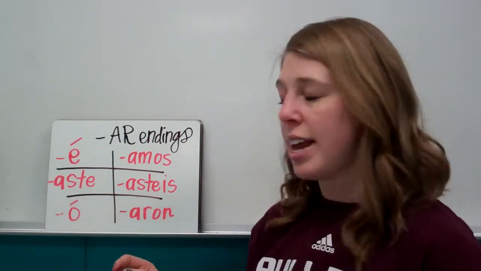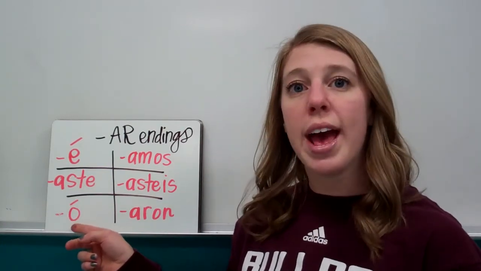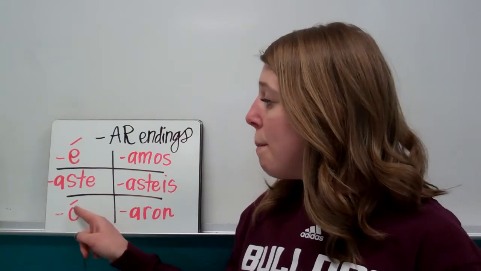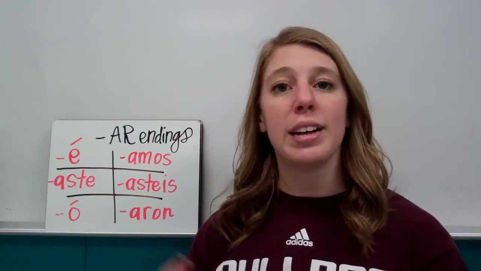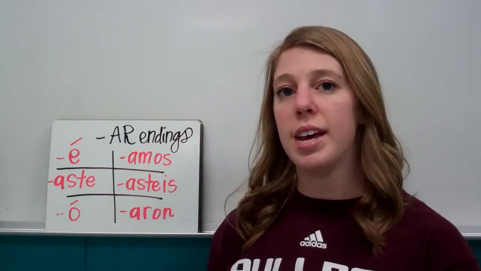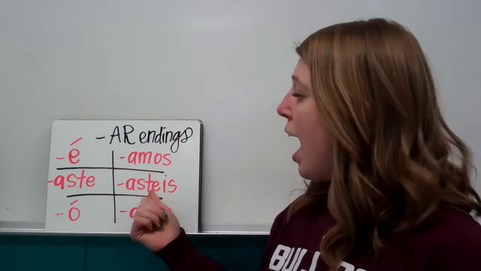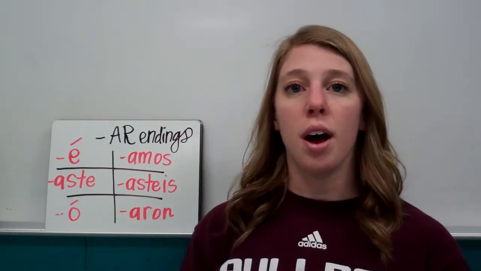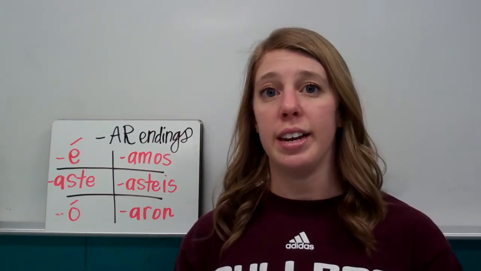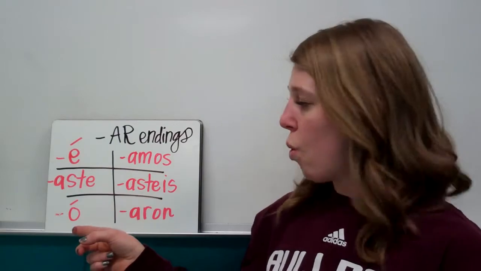And then we have aste for the tú form. And then for the él, ella, usted form, we have ó. Okay, make sure you have the accent, because if you leave the accent off, it's going to go back to present tense, first person. We don't want to say that. Then we have amos. It's exactly the same. Asteis. And then aron. So these are our regular AR preterite endings. So notice we only have two accents, on the E and the O.